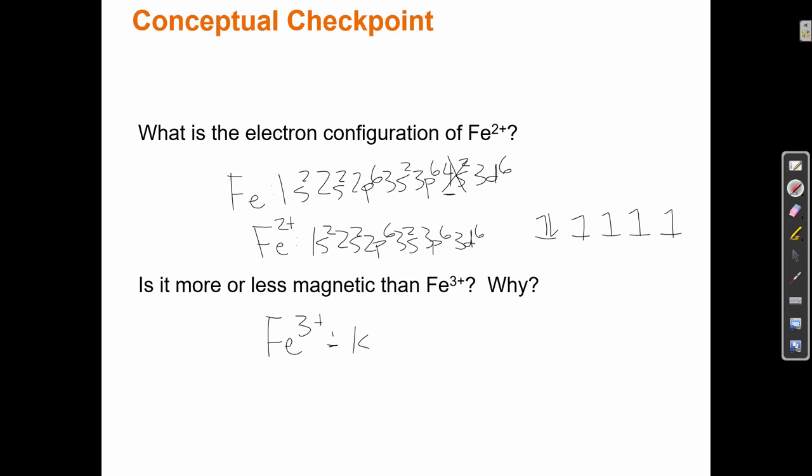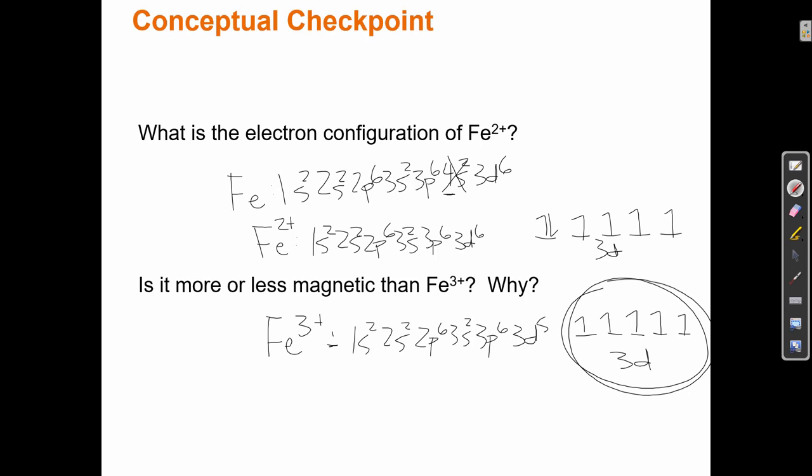So then it's going to have 1s2, 2s2, 2p6, 3s2, 3p6, 3d5. These are the 3d electrons. And what do the 3d electrons look like for Fe3+? 1, 2, 3, 4, 5. So which one is more magnetic? 2 plus or 3 plus? 3 plus is, because it has more unpaired electrons. This has 5 unpaired electrons, and 2 plus only has 4 unpaired electrons. So Fe3+ is more magnetic.